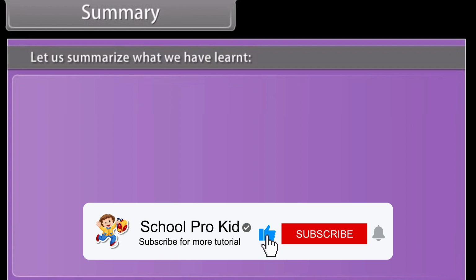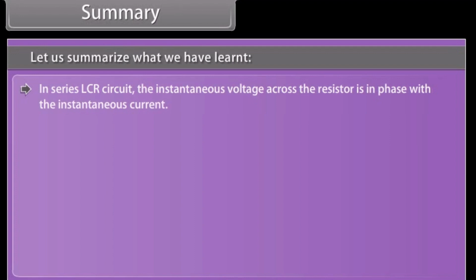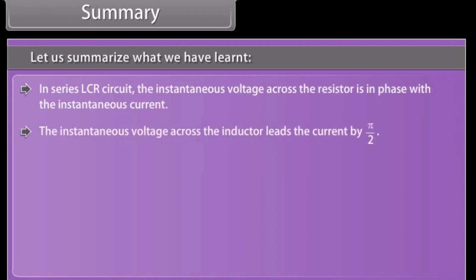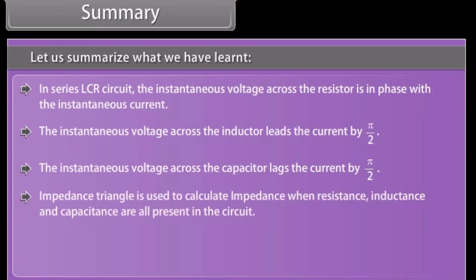Summary. Let us summarize what we have learned. In series LCR circuit, the instantaneous voltage across the resistor is in phase with the instantaneous current. The instantaneous voltage across the inductor leads the current by π/2. The instantaneous voltage across the capacitor lags the current by π/2. Impedance triangle is used to calculate impedance when resistance, inductance and capacitance all are present in the circuit.